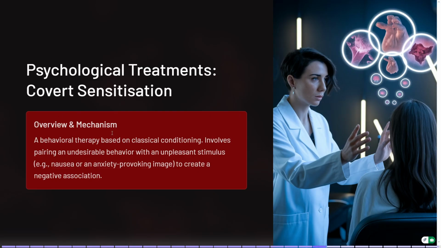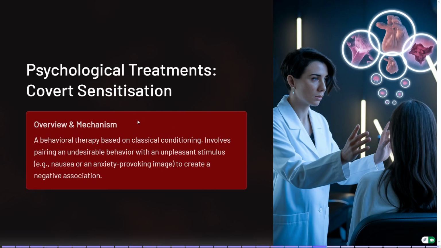Now, psychological treatment, on the other hand, looking at covert sensitization. This is a behavioral therapy. We are done with the biological, now the psychological. This is a behavioral therapy based on classical conditioning. They try to use classical conditioning to treat the participant. What they do is they pair undesirable behavior with an unpleasant stimulus. The undesirable behavior, for example, can be stealing.